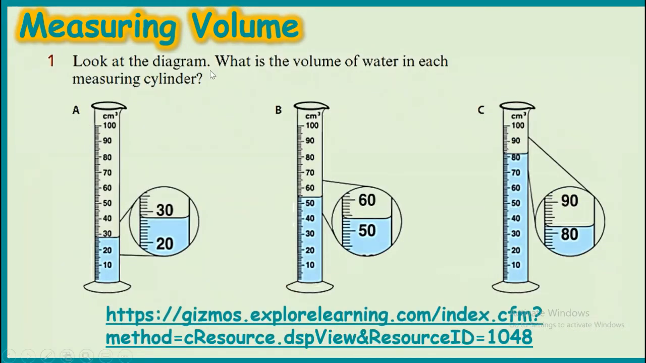Look at these diagrams and find the volume of water in each measuring cylinder. So we have to find the volume. So you have to put your eye here. This is the meniscus. So how much is it? 20, 21, 22, 23, 24, 25, 26, 27, 28. So the answer is 28 centimeter cube. Find for the rest of the cylinders.